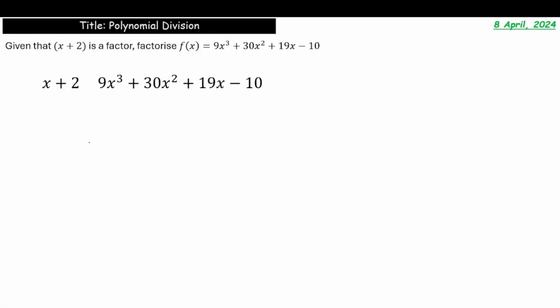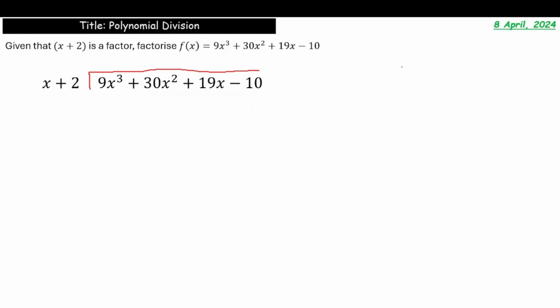So this first method is going to be polynomial division. It's just like long division like you used to do in primary school, but instead we're going to do it with algebra. The way this works is that we know we have a cubic quotient here, and we can divide it by this factor x plus 2.